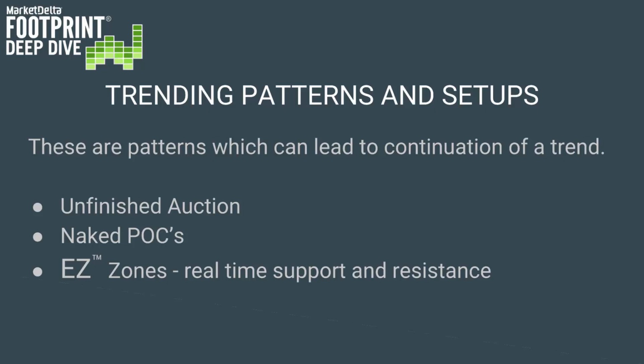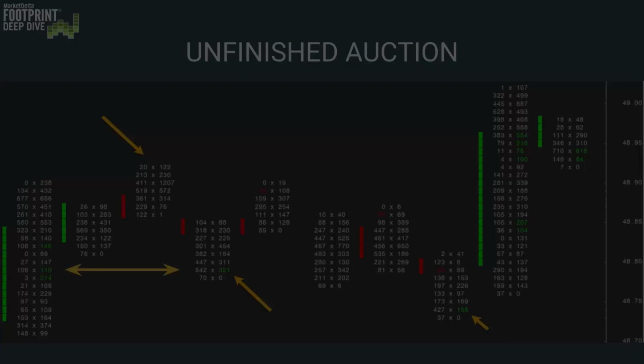And then I'm going to briefly show what we call easy zones, edge zones. These are real-time support and resistance. These work great for levels, pullback levels. Now I'm just going to touch on it. There are a couple other sessions specifically dedicated to the easy zones, so you want to definitely dig in to those sessions to have a full understanding of what they are. But I'm touching on them because they're such a good example of a trending pattern, helping you get in at nice levels.